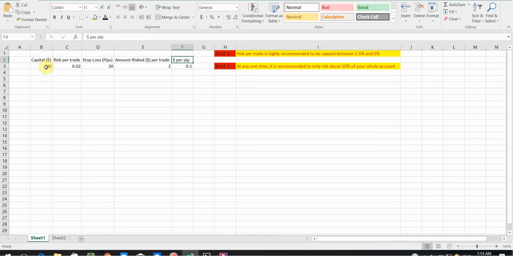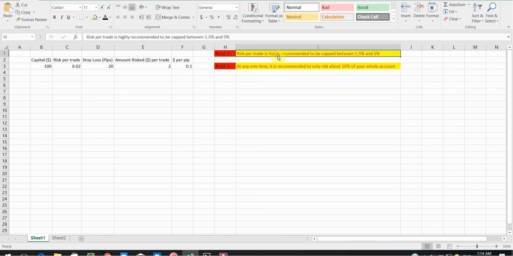So first let's go through this. Let's say we are using $100 to start off our Forex trading, and we are risking 2%. 0.02 in this case means 2%, and 0.03 means 3%, 0.04 means 4%, and so on and so forth. And this brings us to our rule number 1 of risk management.